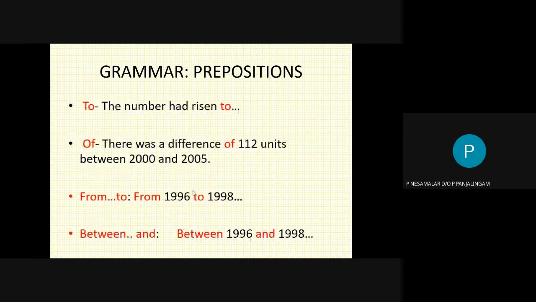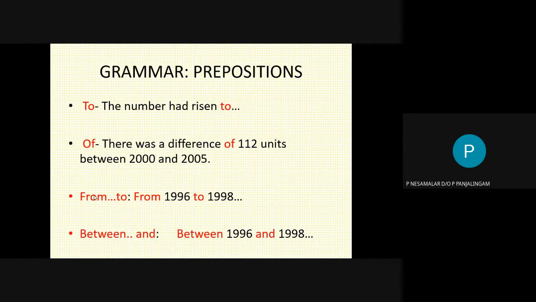So, this is like at, referring to a specific number at a specific point in time. The number had risen to, say, 400 or 500 or whatever. So this is some math. There was a difference of 112 units. So it could be addition or subtraction.